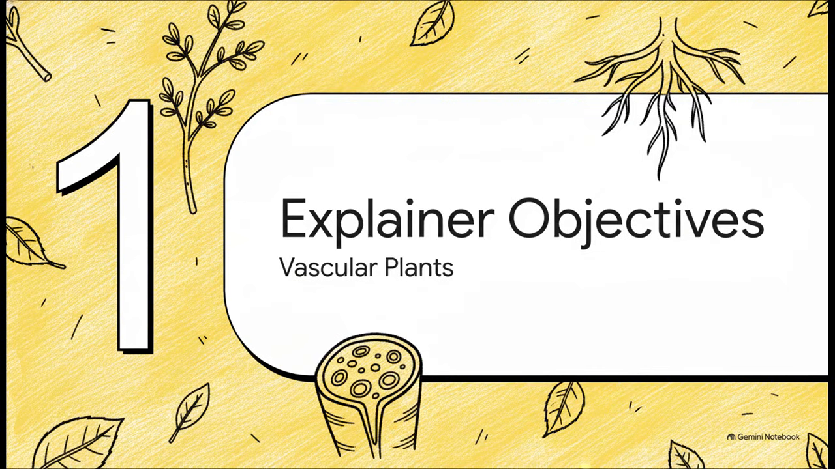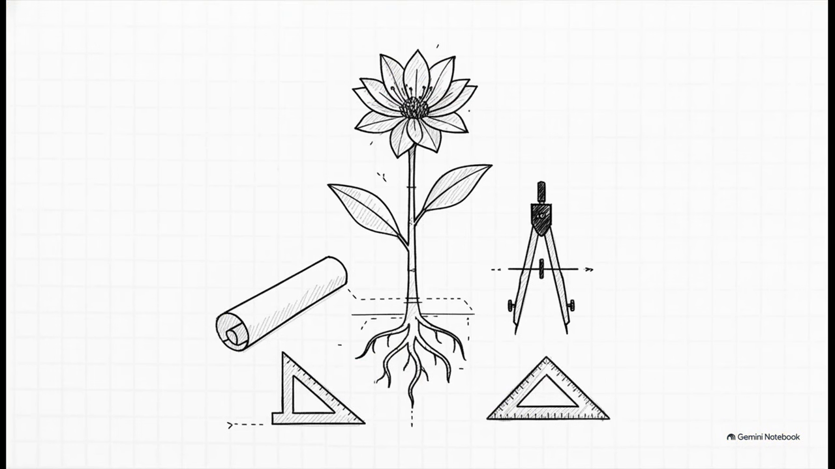Starting off with Section 1, our explainer objectives. Today, we are going to clearly break down the structure, the function, and the classification of vascular plants. To do that, I want you to imagine this lesson as an architectural tour. We're going to examine a plant as if it were a finely engineered building. We'll be focusing entirely on the macroscopic plant organs, the major structural components you can actually see and interact with, without getting bogged down in all the microscopic cell biology. Let's look at the grand design.